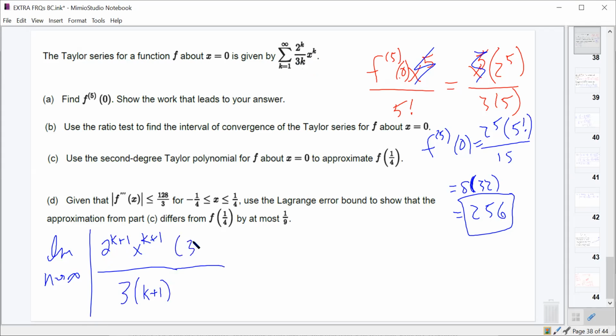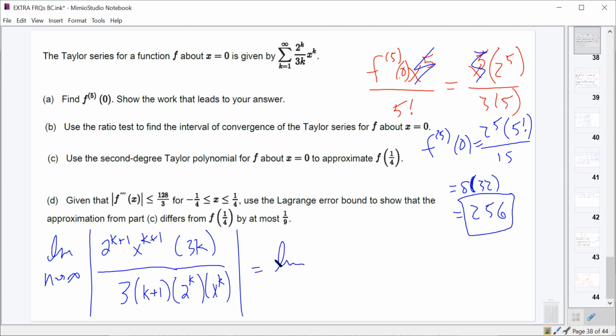So that ought to give me a 3k up here. It ought to give me a 2 to the k down here, and it ought to give me an x to the k down here also. Everybody good with the setup using the ratio test? Hopefully. And then we can see what all simplifies out of this.